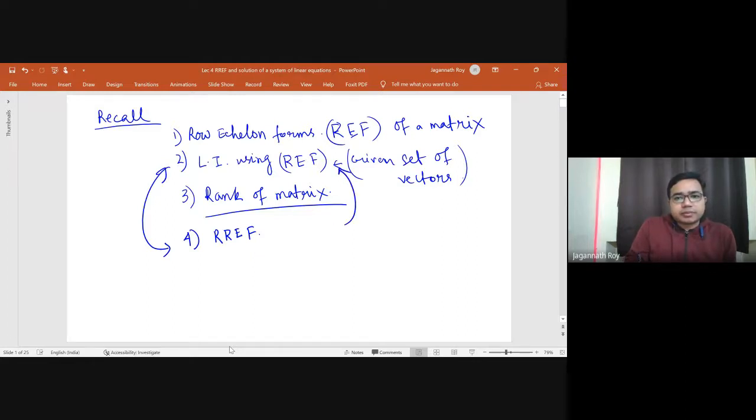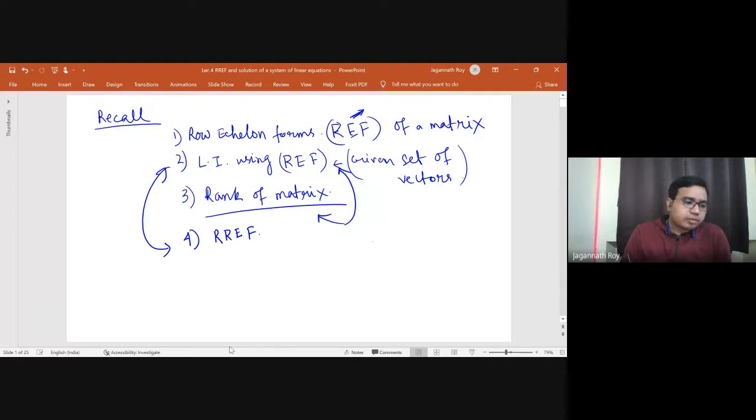The rank of a matrix can be defined in terms of the number of linearly independent rows or the number of linearly independent columns. It can also be defined by first finding the row echelon form and checking how many rows are non-zero. That number will be the rank of the matrix.